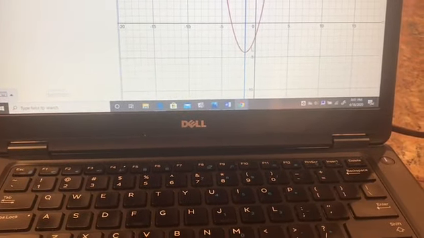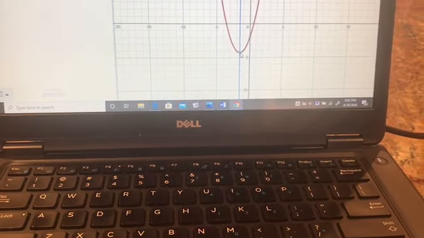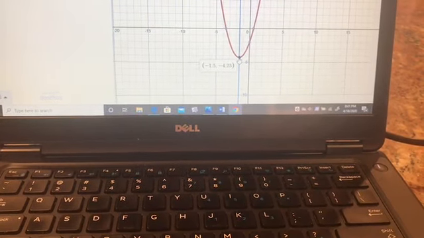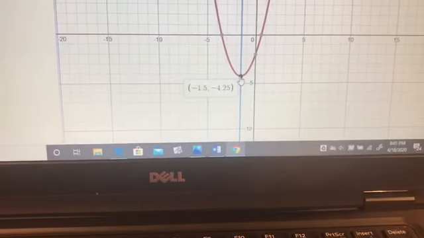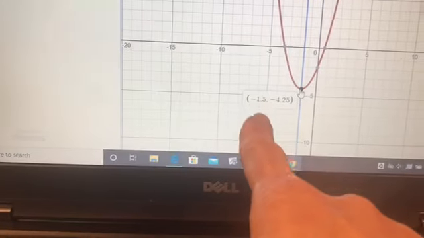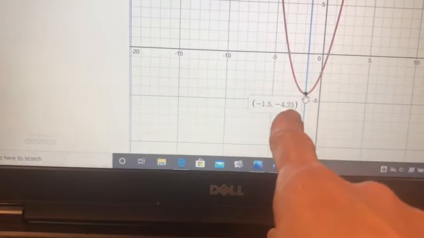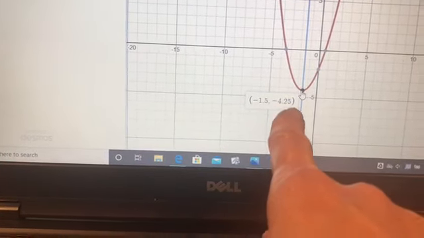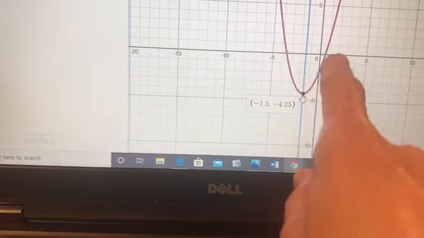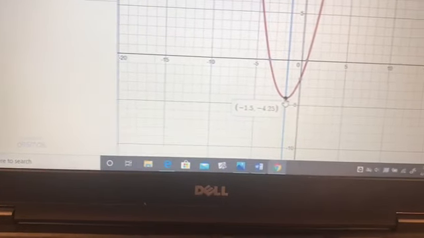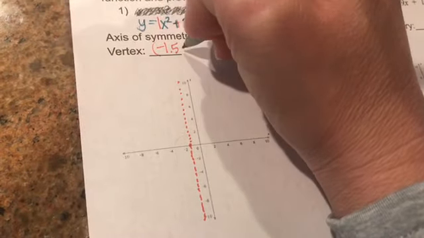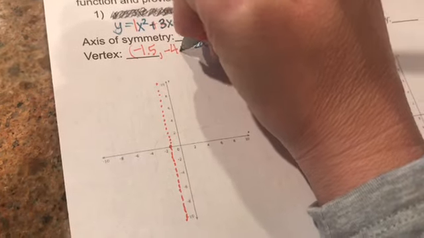To find the vertex, we would find the point on the red graph where it hits the axis of symmetry. So look, our vertex x-value is negative 1.5. That's no surprise. But then it also plugs in the y, like it makes the whole answer. It's left negative 1.5 and down negative 4.25. So that's a huge time saver. Negative 1.5, comma, negative 4.25.